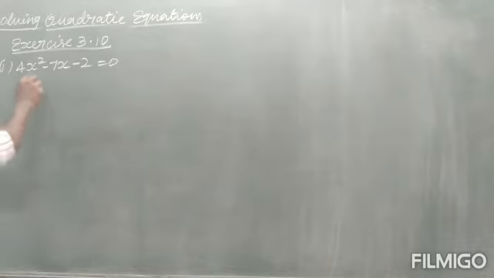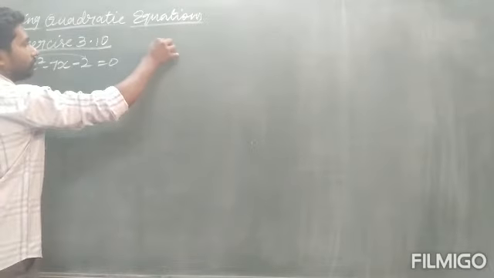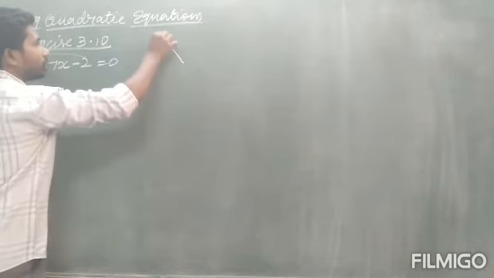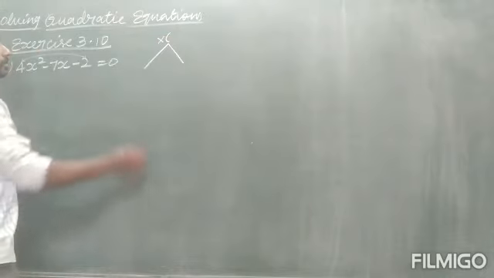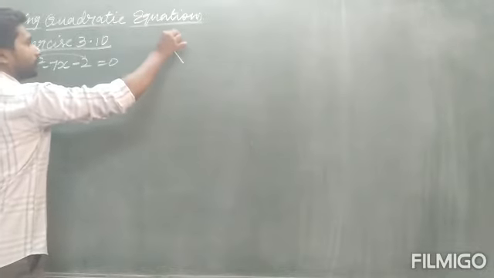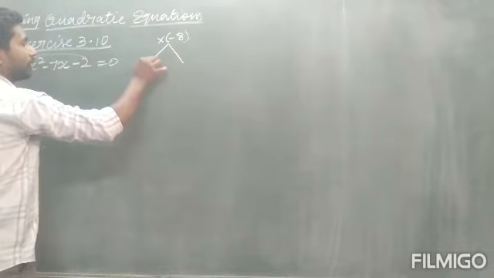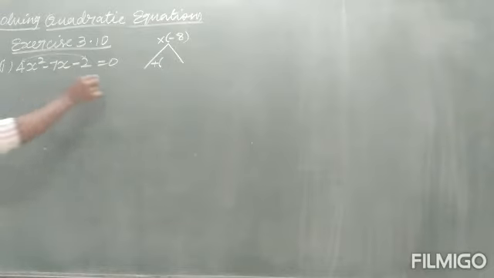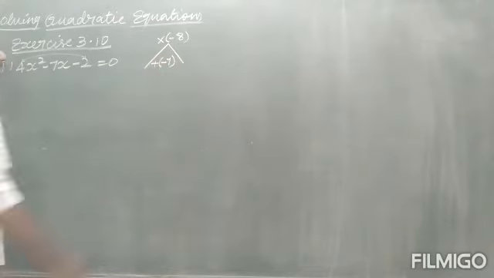So first, you know already how to factorize it. We have to multiply the coefficient of x square and the constant term. So 4 twos are 8, so minus 8. The product of the factors is minus 8, and the sum of the factors is minus 7. So what are the factors that will come?